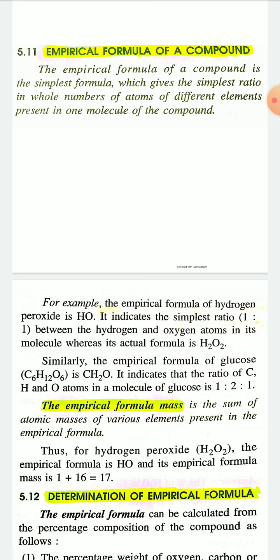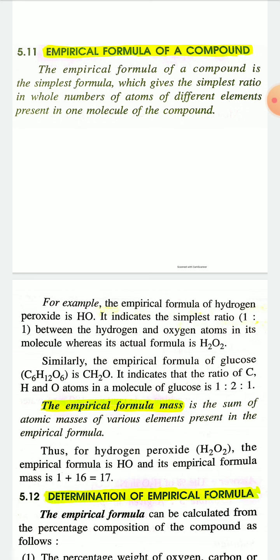CH2O, but the actual molecular formula of glucose is C6H12O6. So the simplest formula of glucose, CH2O, is called the empirical formula of glucose. So what is empirical formula? The empirical formula of a compound is the simplest formula.